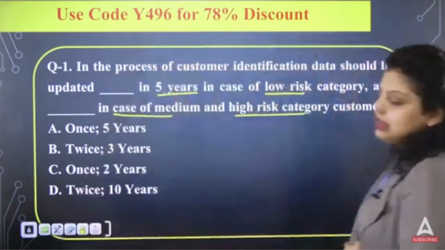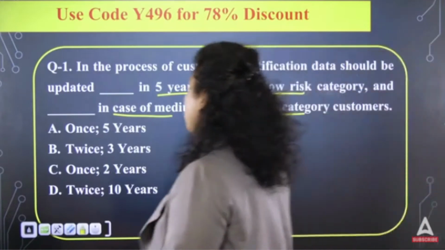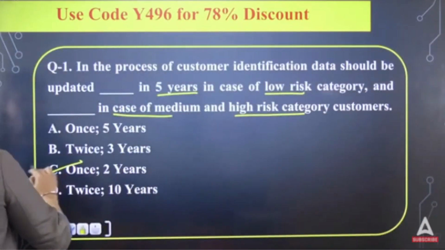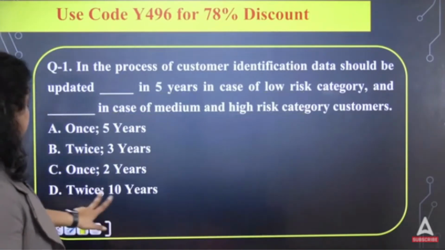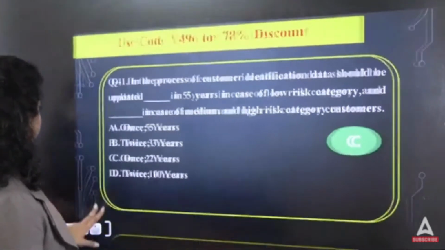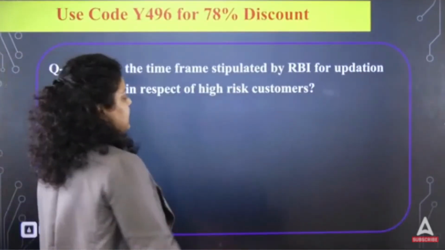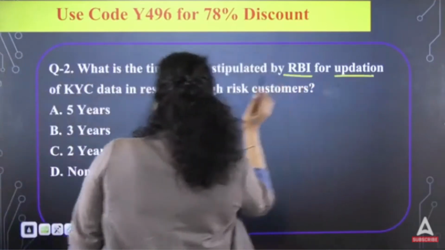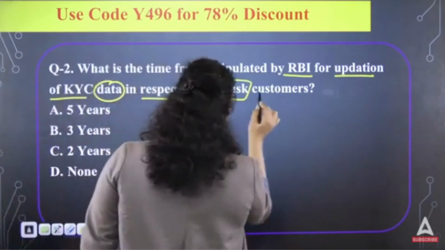Now the answer for this question will be very good. The right answer will be option C, once in 5 years, 2 years in case of medium and high risk. So this is what we have discussed in the first question. Now let's move to the second question, which is talking about the time frame stipulated by RBI for updation of KYC data in respect of high risk customers.